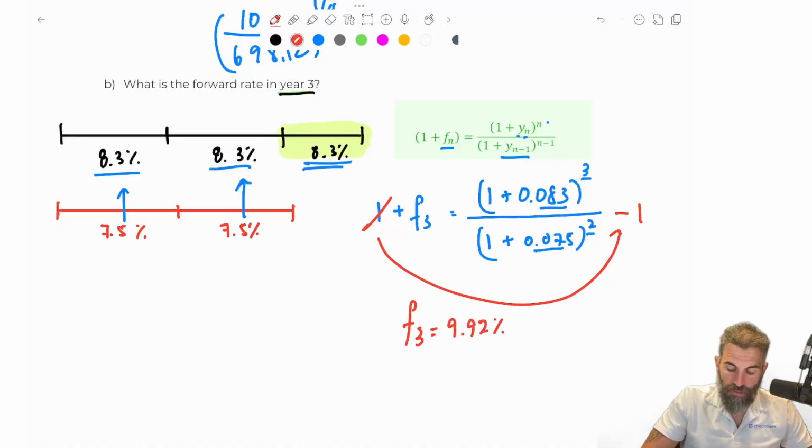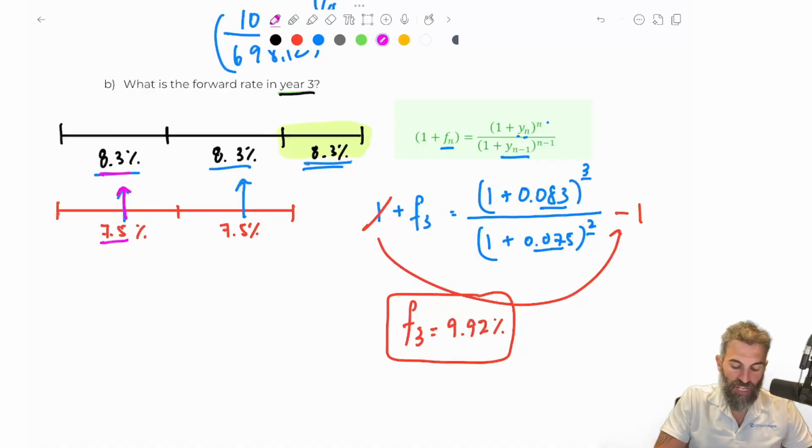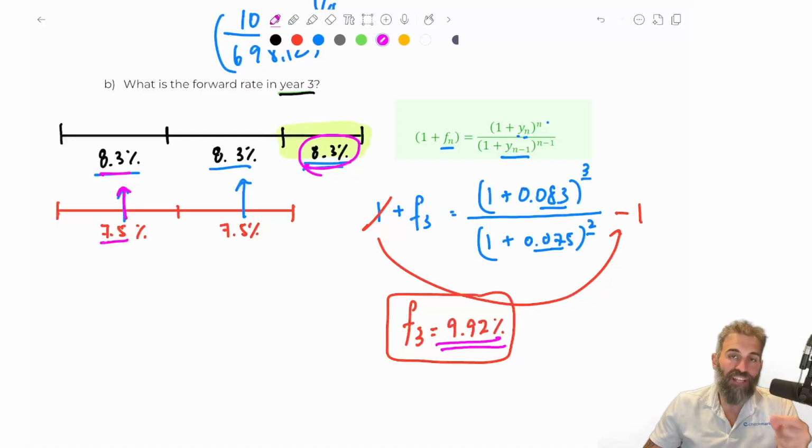That third year, once you factor in that I added on that third year, I was able to increase my yield from 7.5 to 8.3 for the first 2 years and get 8.3 in that third year. That works out to that third year earning me an extra 9.92%. That is what I'm earning in that third year. That is the forward rate. Got it?